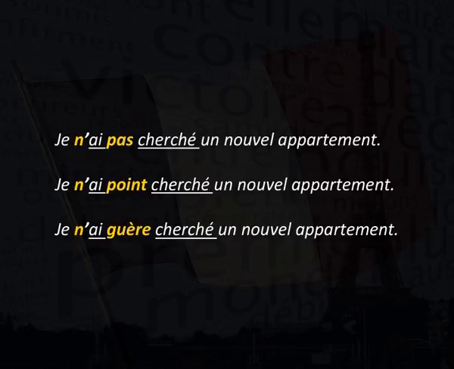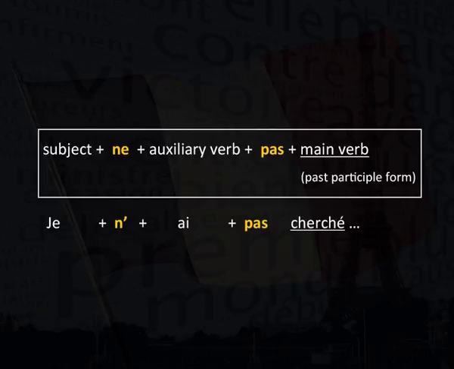In all three sentences, the auxiliary verb avoir is positioned between the negative word pair. As for the main verb chercher, it is positioned immediately after the second element of the negative word pair. This is the standard order of words of a sentence that is in the compound past tense. Subject plus ne plus auxiliary verb plus pas plus the main verb used in the past participle form.